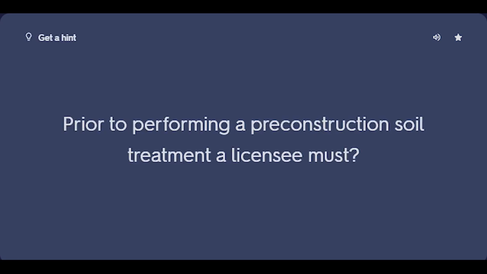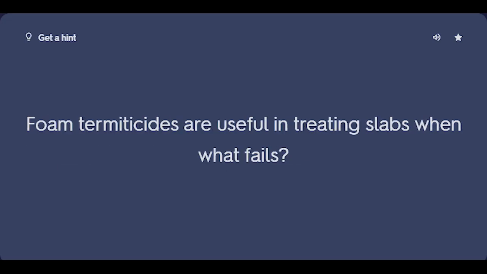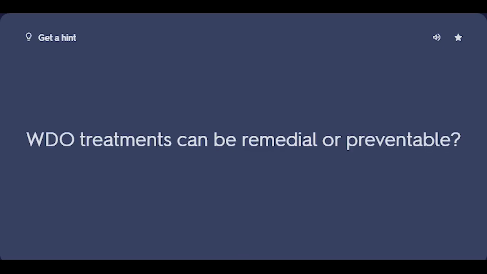When arriving at a job for a pre-treat, who is responsible for notifying the foreman that the treatment is going to begin? Answer A, applicator. Who installs the plastic vapor barriers after a pre-treat? Answer D, the contractor. What does GPM mean? Answer D, gallons per minute.